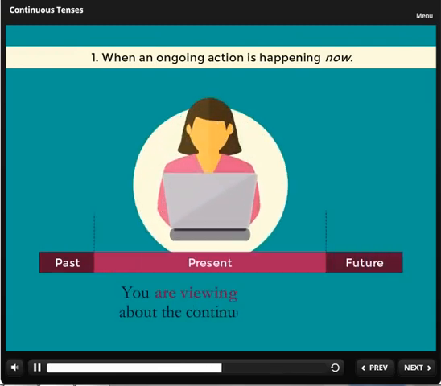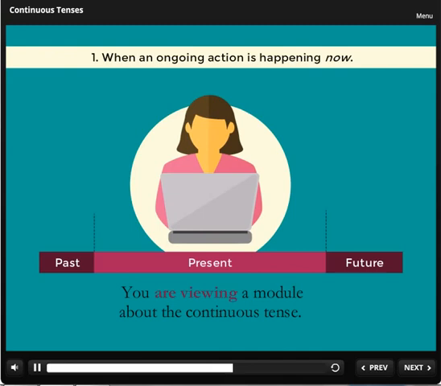Right now, you are viewing a module about the continuous tense. In this sentence, the suitable be helping verb with the subject you is are. We wrote the helping verb before the main verb, viewing. You are viewing.